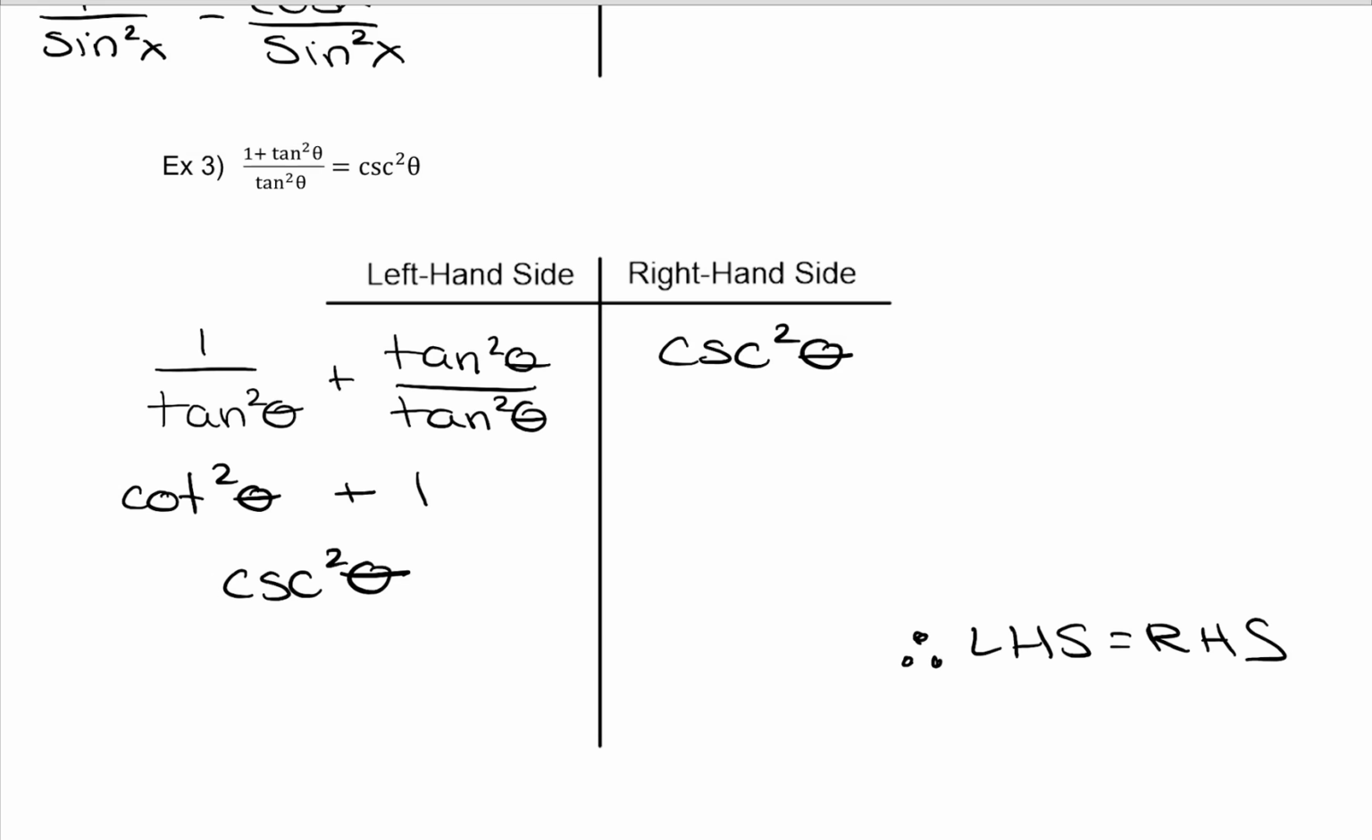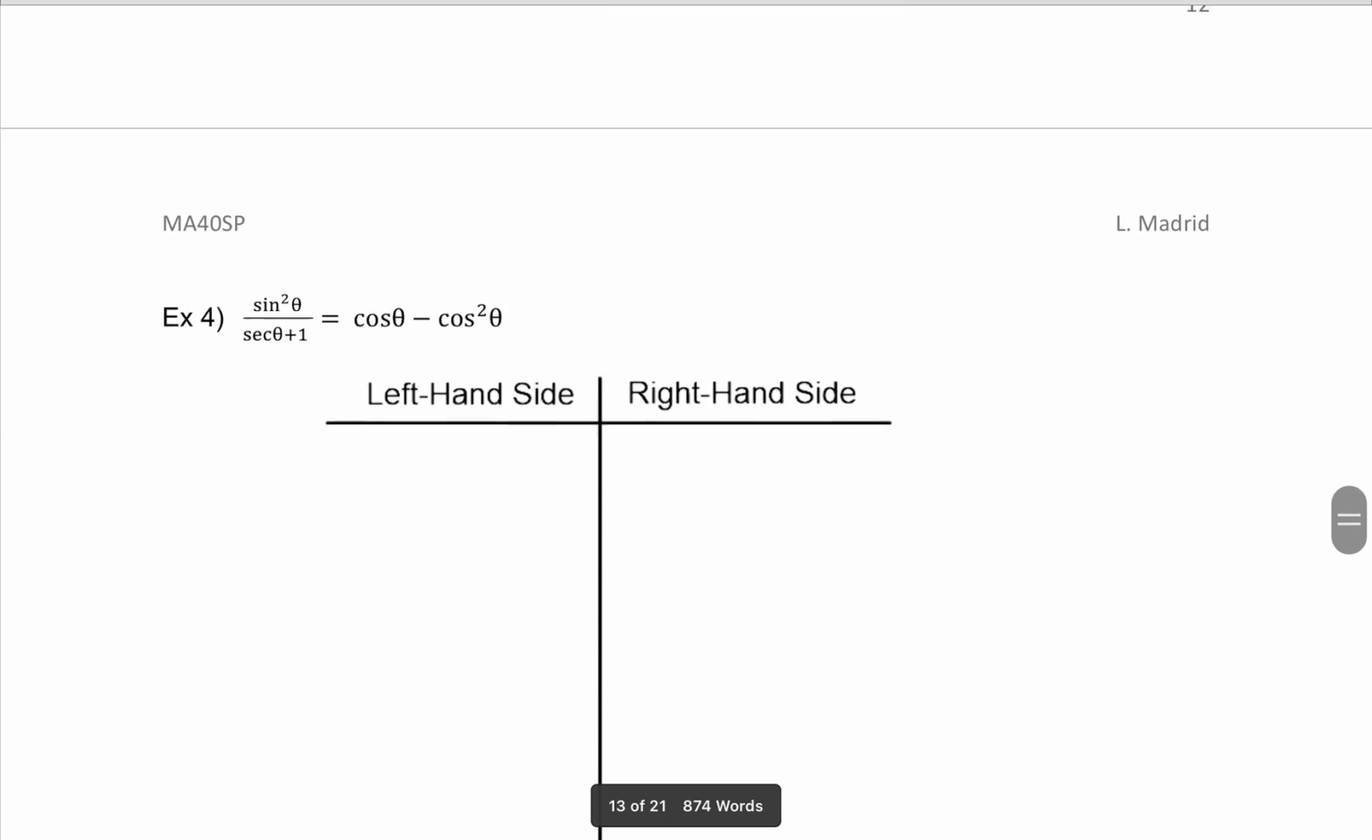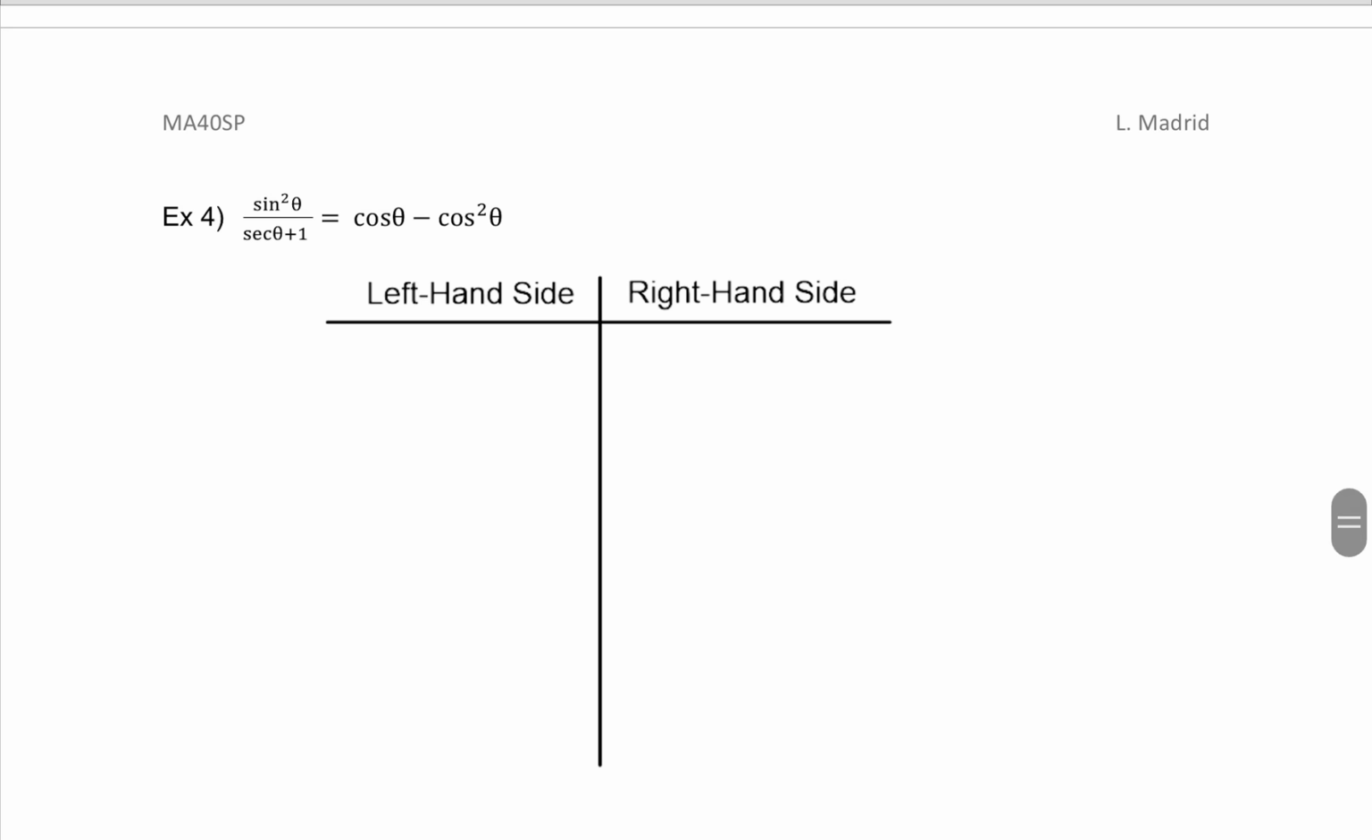All right, let's look at example 4. Again, sometimes you just really don't know if you're going to end up working with both sides or one. I'm going to always start with the side that looks a little bit more complicated. I'm going to start with the left-hand side here. So I have sine squared theta over secant theta plus 1. I always kind of want to think like I could change that sine squared theta to 1 minus cos squared theta. That would be an option.